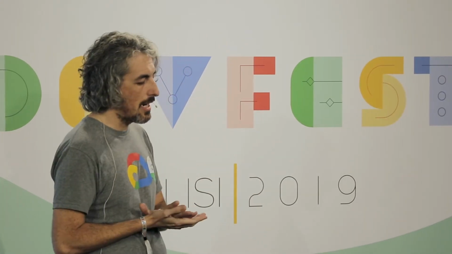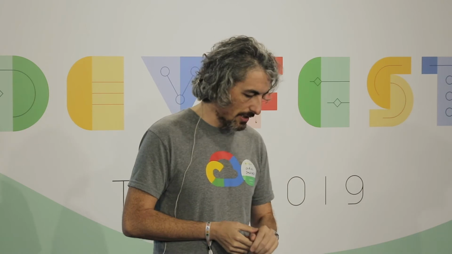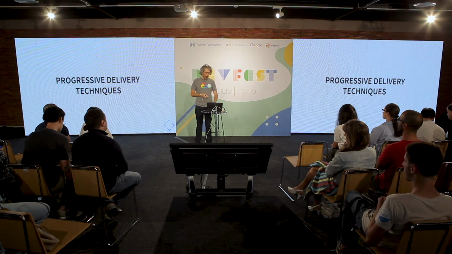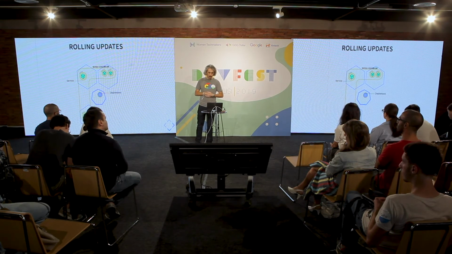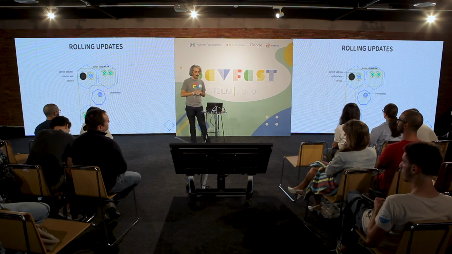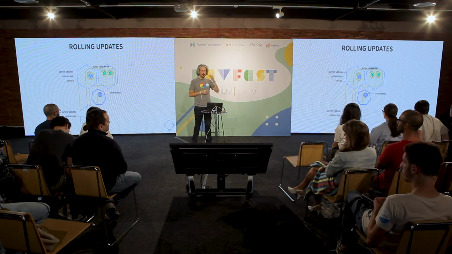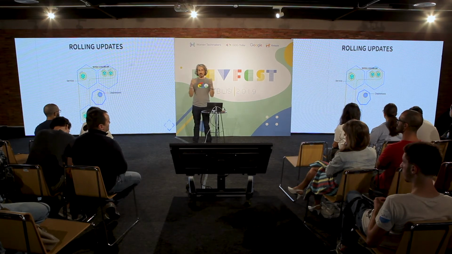So continuous delivery is hard. Progressive delivery is trying to make continuous delivery easier to adopt and reduce the risk associated with it. There are some techniques. These are nothing new, really, it's just grouping all of them together. So you have rolling updates, where you have something deployed in virtual machines, containers, physical machines, whatever, and you upgrade one machine at a time or one container at a time.